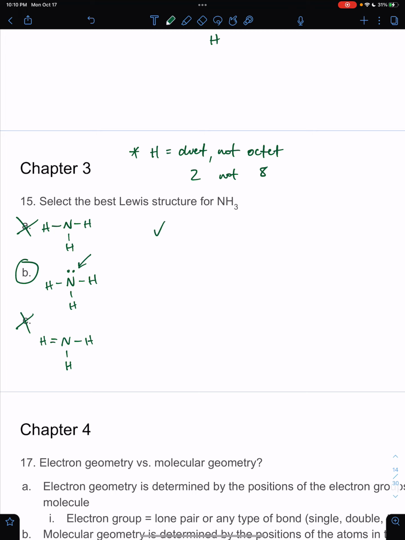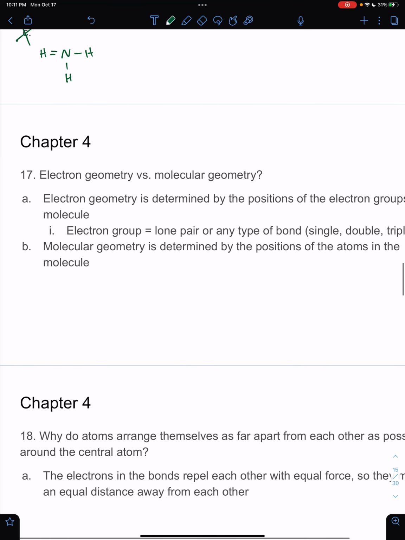So check octet/duet. Check number of atoms. She might give you something like this, maybe, where it only has 2 hydrogens. So that one can't be right because it's not the same molecular formula. So just look for little things like that. Number 17.